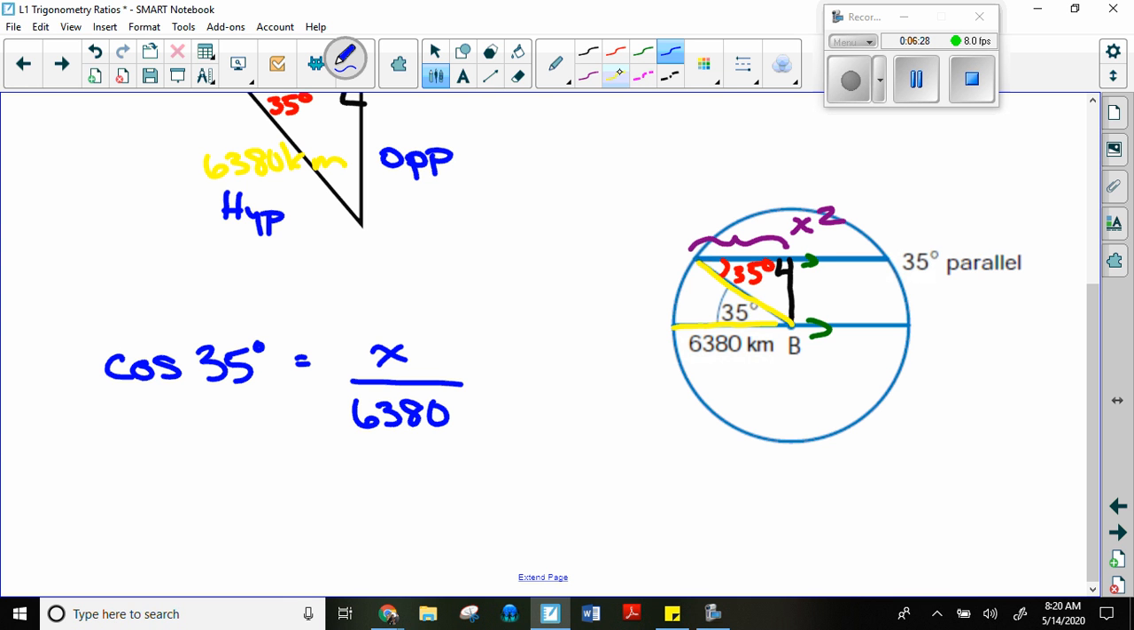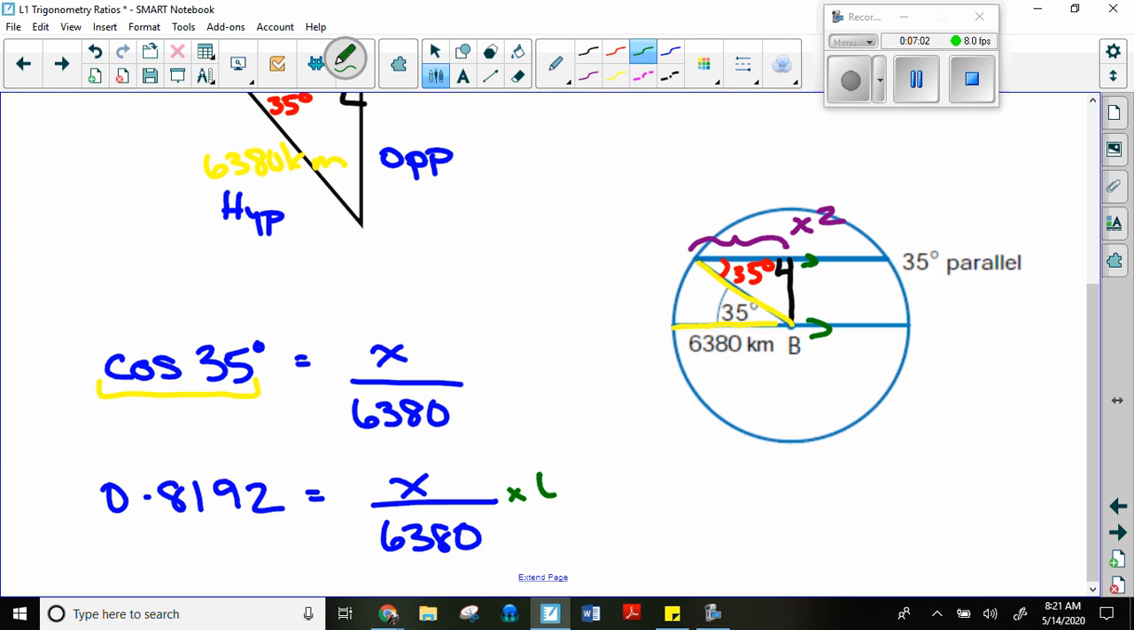Okay, do a little bit of math on this side. Some people might want to multiply 6,380 times cos of 35 all in one step, and you can do that. I'm just showing the middle step if students like more steps in their solutions. And some people do. I'm one of those kids. Okay, so 0.8192 equals x over 6,380. And then we're going to multiply both sides by 6,380.